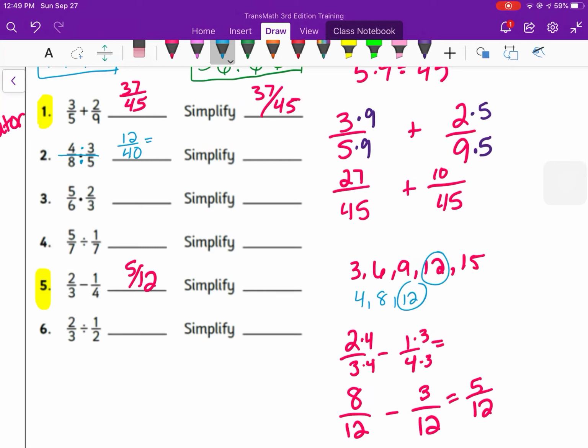Now, that one I know can be simplified because they're both divisible by 2. So 12 is 2 times 6, and 40 is 2 times 20, so I can take out a 2. Then 6 over 20 can be simplified again. They're both divisible by 2 again. Thinking of it as 6 is 2 times 3, and 20 is 2 times 10, if you divide both by 2, your final answer would be 3/10. It doesn't simplify any further than that.